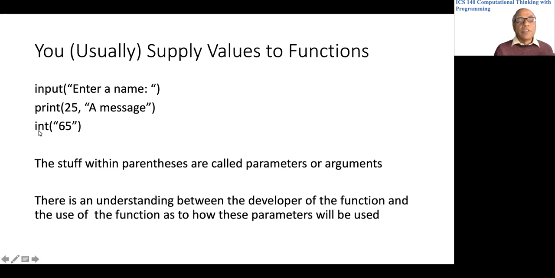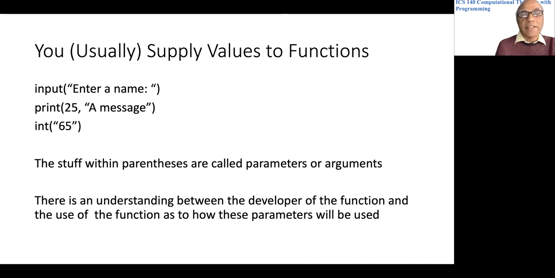And for a third example, I'm using the int function and I'm supplying this text 65. The understanding is that this 65 will be converted to a number that I can use to do arithmetic, like adding or subtracting. The stuff that you pass in parentheses when you call a function is called parameters or arguments.